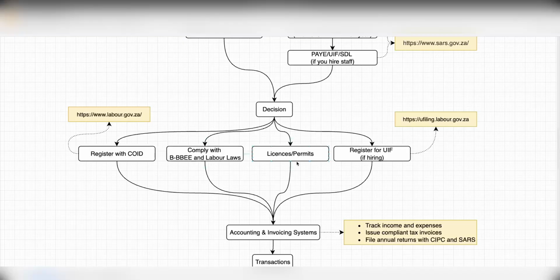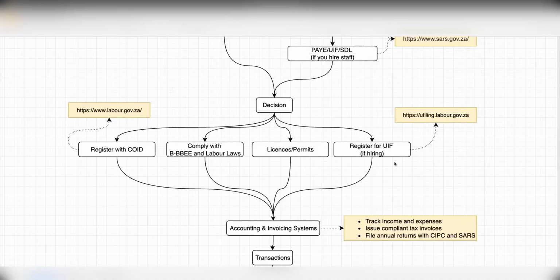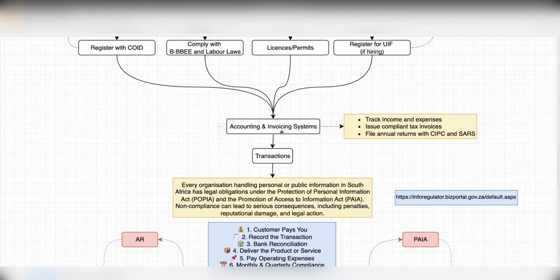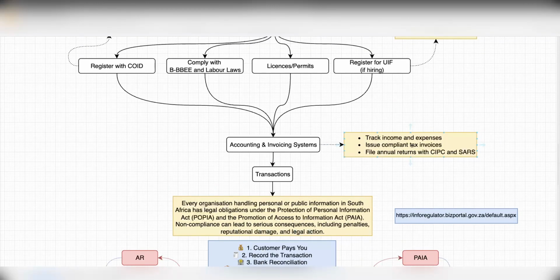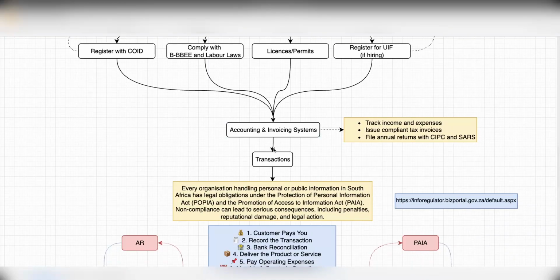Maybe you need licenses and permits. You need to go there, or maybe you need to register for UIF if you're hiring. There's a website on filing, labor.gov.za. Then you move on to have an accounting and invoicing system, and track your income, expenses, and everything. Then you are in transaction.